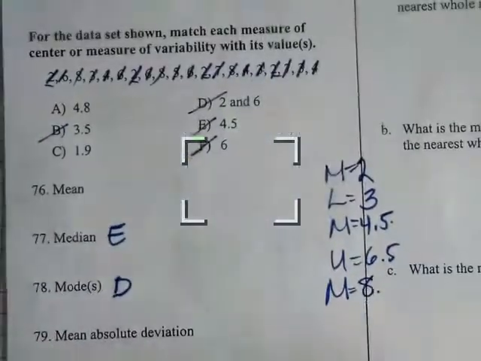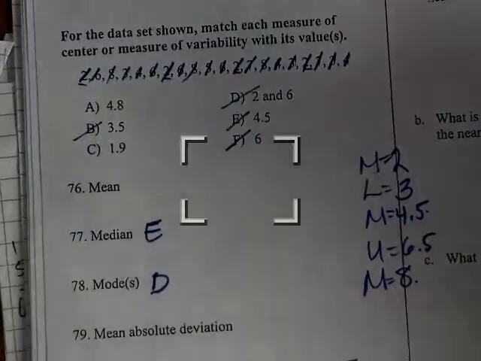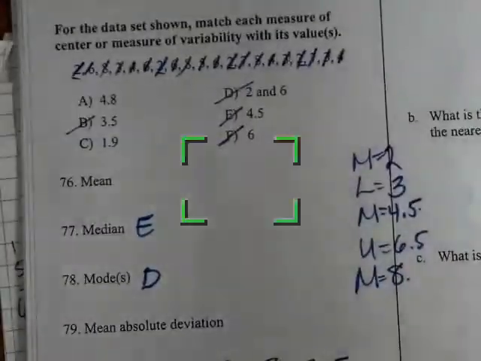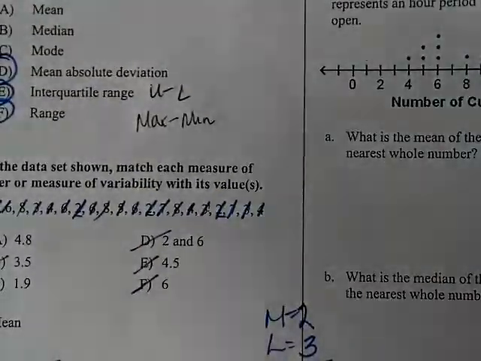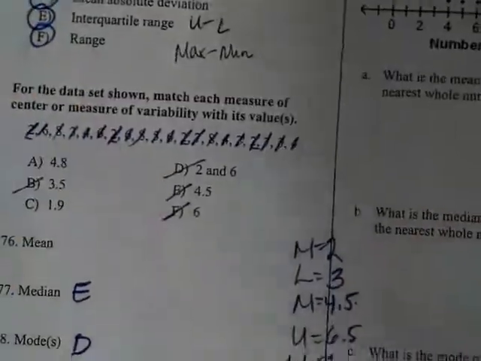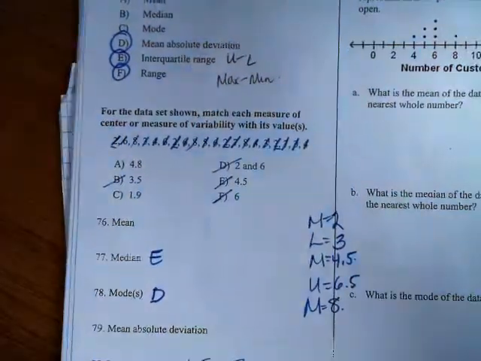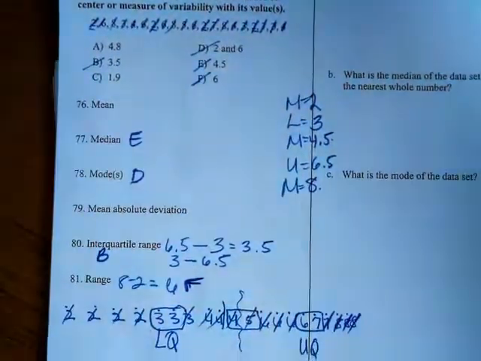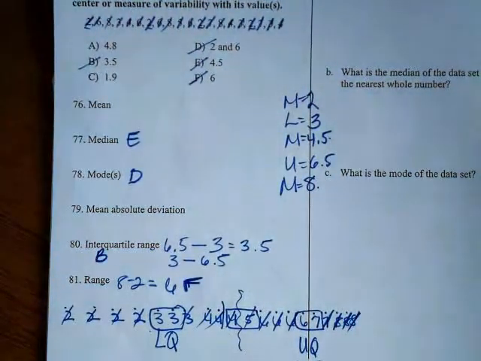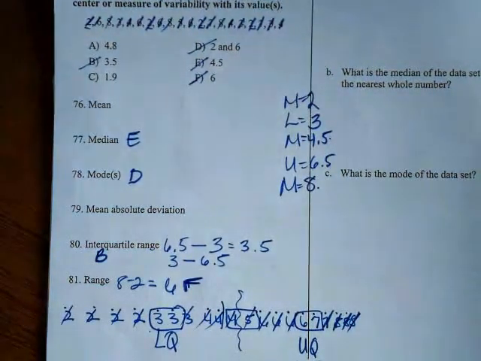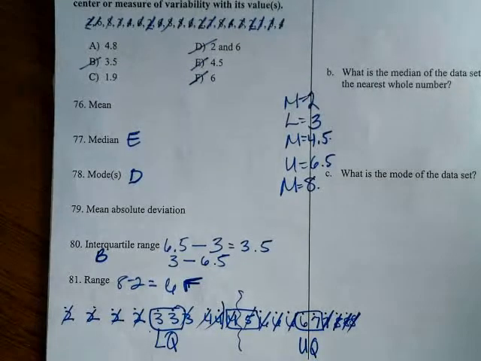All right. So for our sets of points here, for the data set, you had to match each measure of the center or measures of variability with its value. Okay, so I might as well just start this one over just by looking at the data points here.